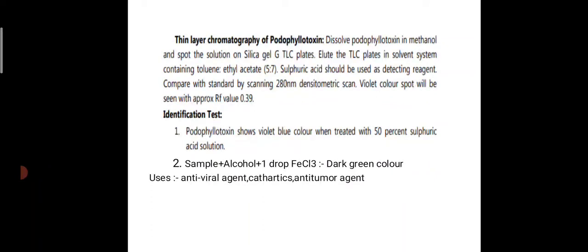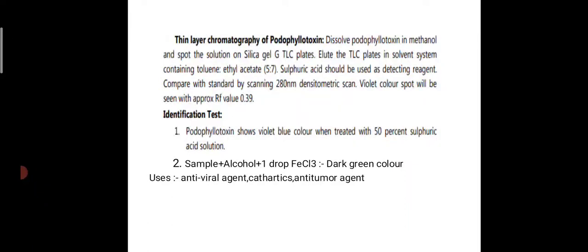Then the sample solution which we have isolated is treated with alcohol. Alcohol may be ethanol. Then to this add 1 drop of ferric chloride. If it shows dark green color, it confirms that the isolated component is podophyllotoxin. Then analysis is done by thin layer chromatography.